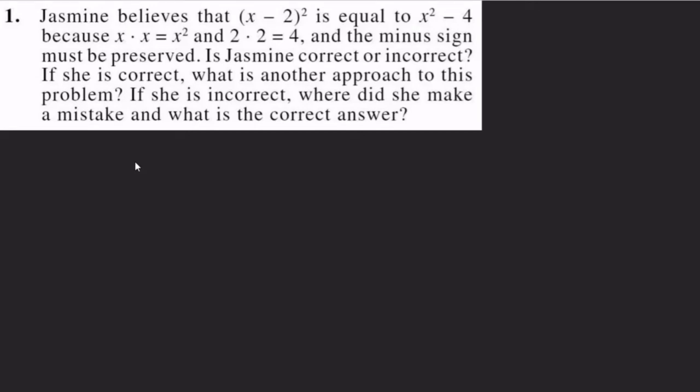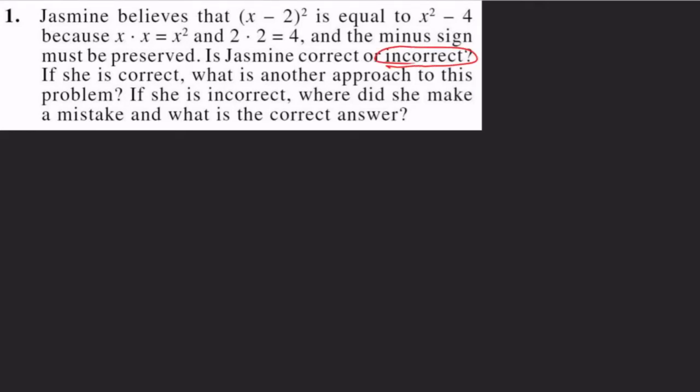It says Jasmine believes that (x - 2) squared is equal to x squared minus 4 because x times x is x squared and 2 times 2 equals 4, and the minus sign must be preserved. Is Jasmine correct or incorrect? Well, I would hope that right away you would just very quickly see that this is incorrect. So Jasmine is wrong.